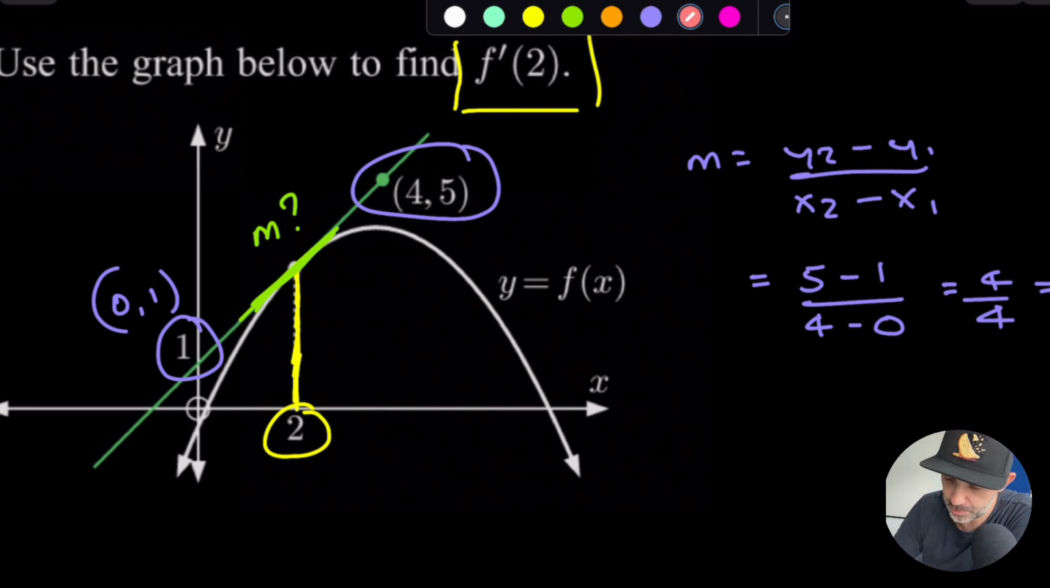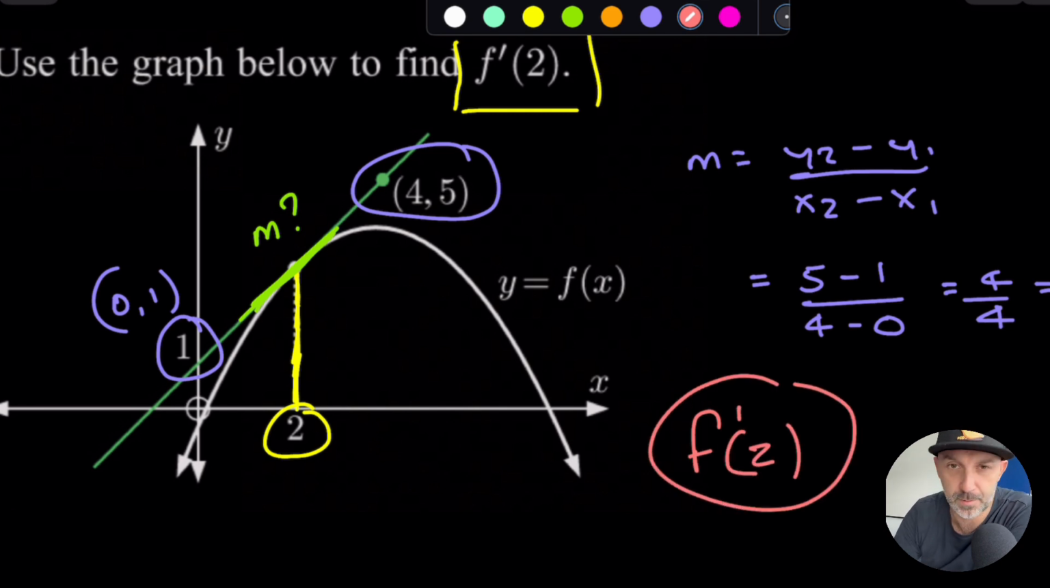So going back to the question, this expression f prime of 2 is asking us, the main thing is to understand, what is the gradient when x is equal to 2 of the function. Or another way of wording it is, if we drew a tangent to the curve at x equals 2, what is the gradient of that tangent? And we've just figured that out in the process above, that it would be 1.